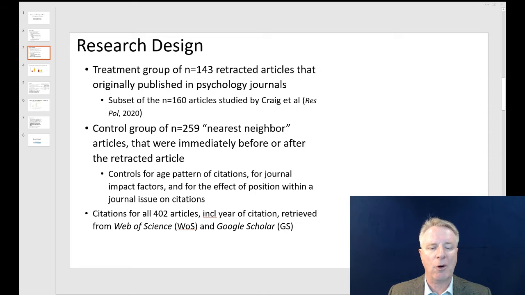Certainly before widespread online publication, articles which occurred earlier in issues tended to be cited more. For all 402 articles, the 143 treatment group articles and the 259 control group articles, we obtained data on their citations, including citation pattern by year, from both Google Scholar and Web of Science. This is about 20,000 citations in Web of Science and about 50,000 citations in Google Scholar.